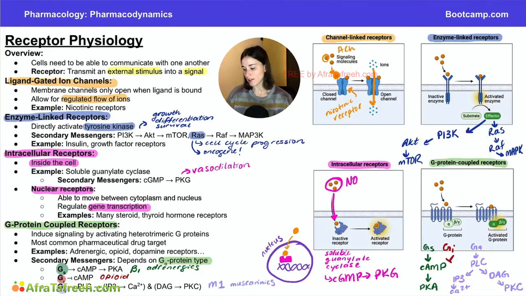I recommend practicing drawing out these signaling pathways so that you know which G alpha subunit pairs with which downstream signaling molecules. And we'll continue to discuss G protein coupled receptors throughout the pharmacology series.